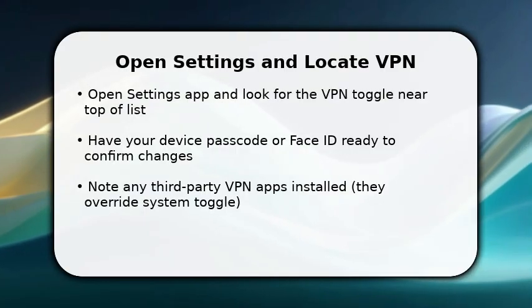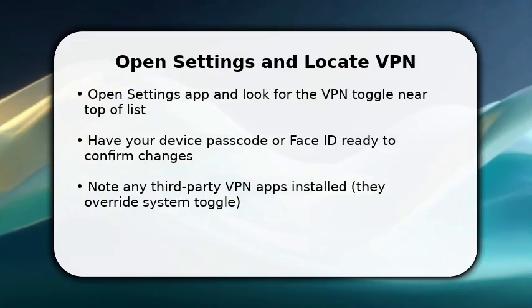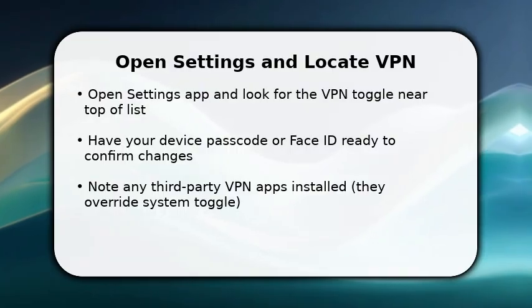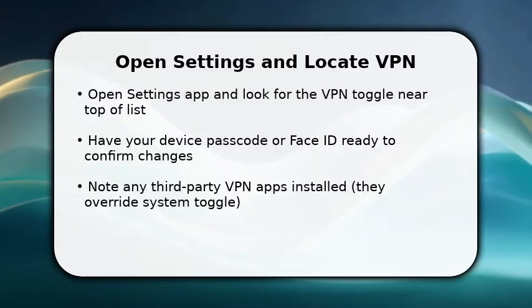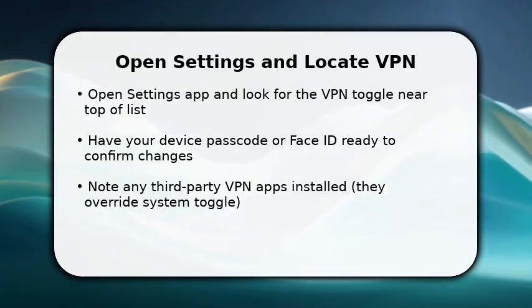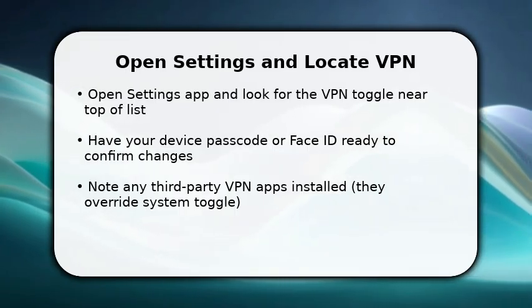You're starting in Settings because that's where iOS controls VPN connections. Once done, scan the top-level list for a VPN toggle or go to Settings, General, VPN and Device Management. This reveals active profiles. If a third-party VPN app created the connection, you'll need to open that app instead.